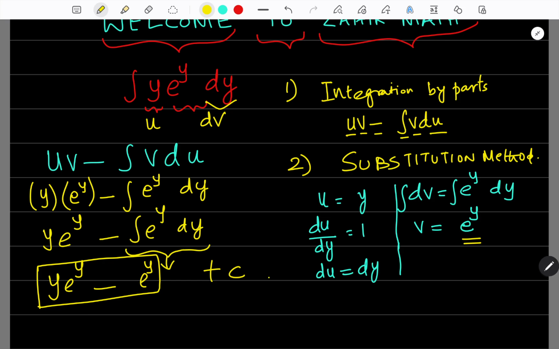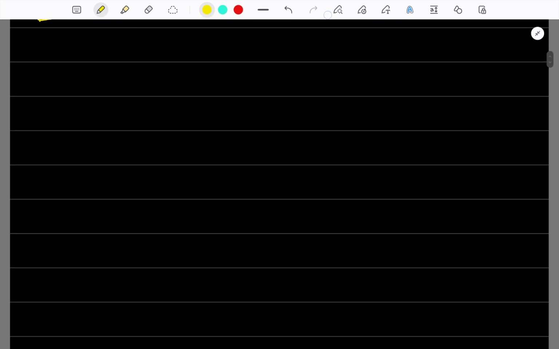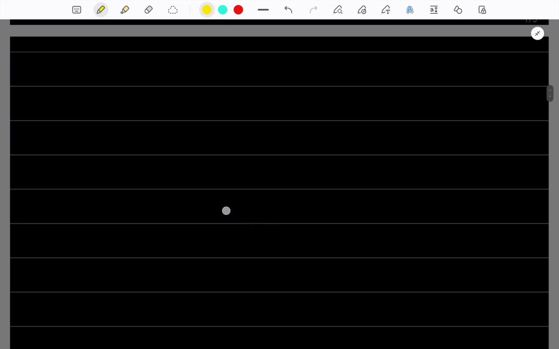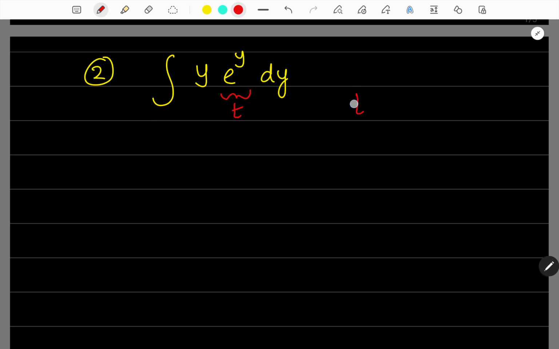Okay, teacher, this rule sometimes I forget in the examination room. What will I do? Integration by parts will not help you, right? So let's go for the substitution method. So number 2, we will start the substitution method. Okay, how will I integrate y e power y dy using the substitution method? So in the substitution method, I'm going to call this t. This is the one which is giving the problem, e power y. So t is equal to e power y.